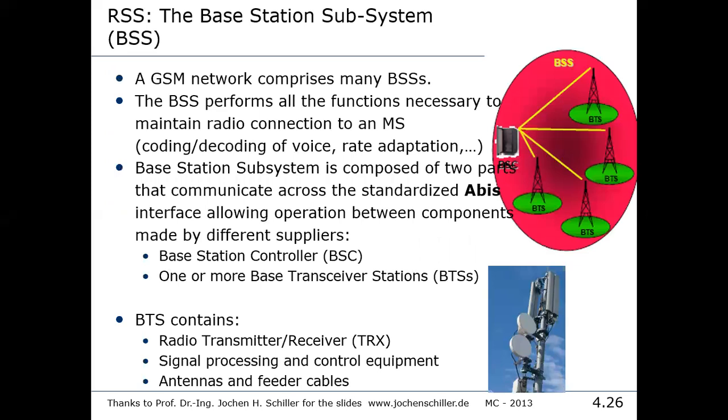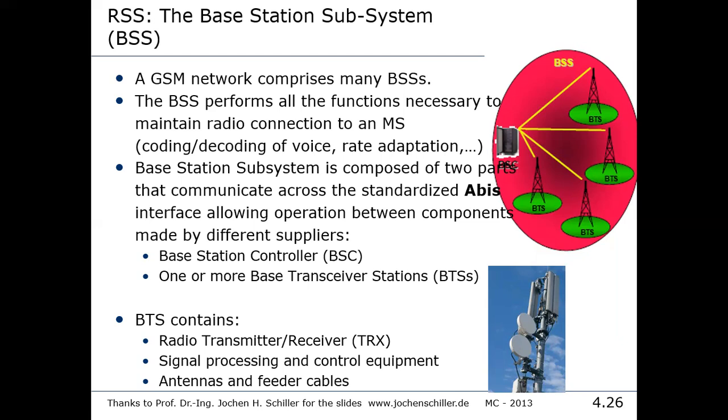Next, we'll see about RSS. RSS is nothing but the base station subsystem. It contains many BSS and performs all the functions necessary to maintain the radio connection to an MS, which is coding, decoding, rate adaptation, etc. The interface between these two is Abis. And each BSS consists of BSC and BTS.